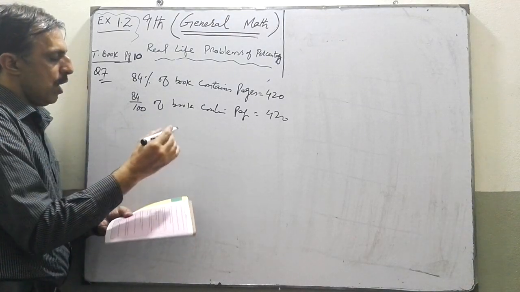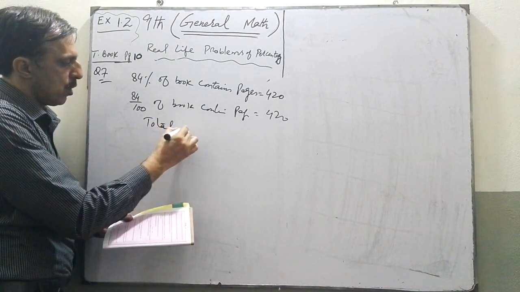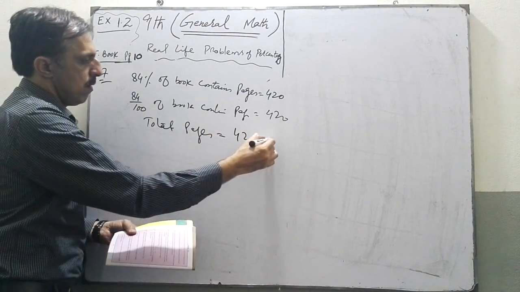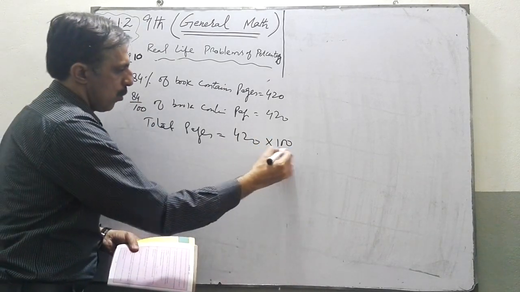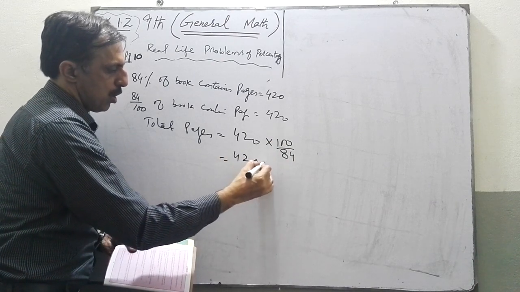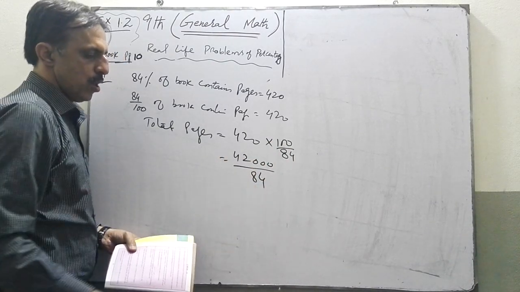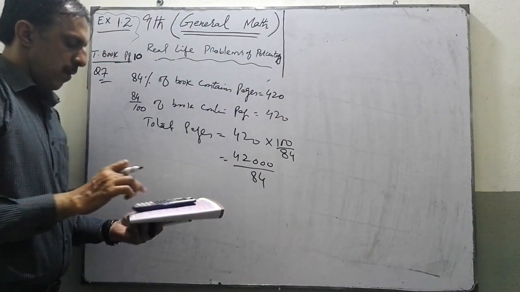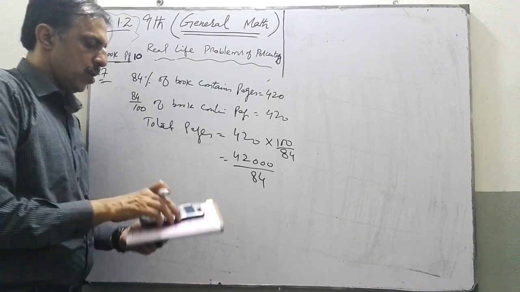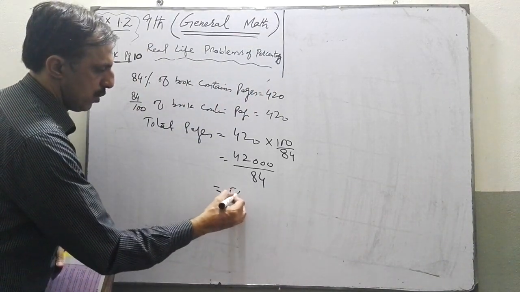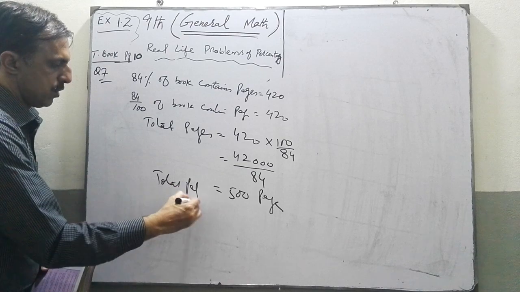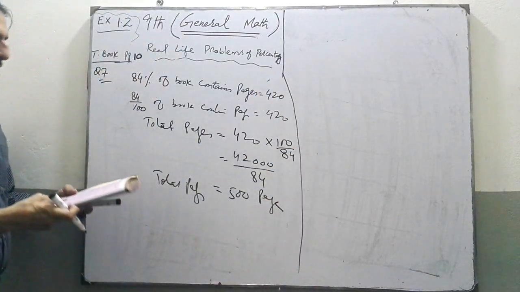Now we find the total pages. Total pages equal to 420. 100 goes to the other side, multiply, and 84 goes to the other side, divided. Now 420 multiplied by 100, that is 42,000 divided by 84 using calculator. Your answer is 500 pages. That is your total 500 pages. That is your question number 7.